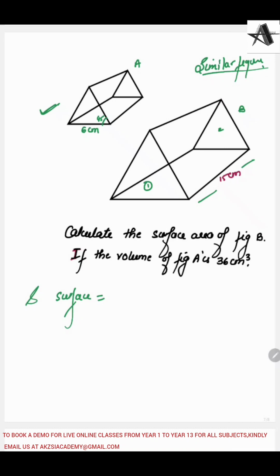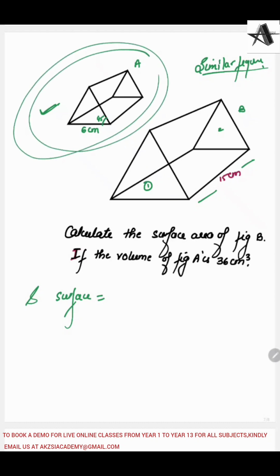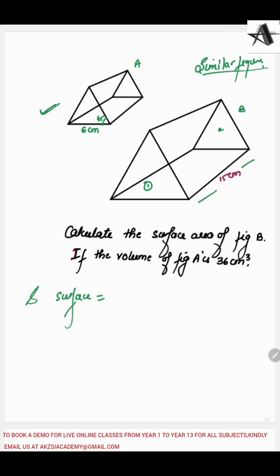That is there in the question. So we need to calculate the surface area of B if volume of A is 36 centimeter cubed. Volume of A. We know volume of any prism is area of the face into length. This is given as 45 degrees. So let me just draw a perpendicular here. Perpendicular 90 degrees.